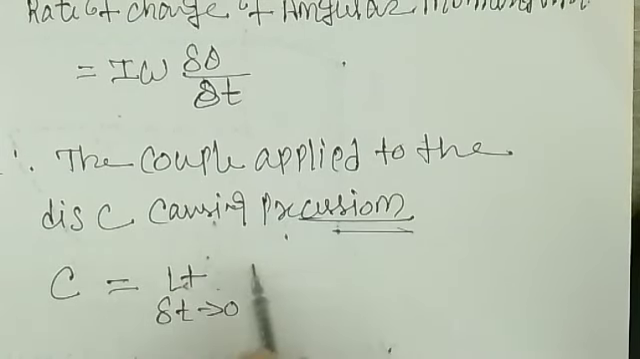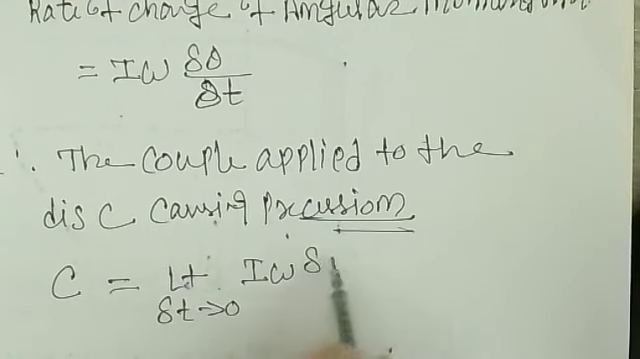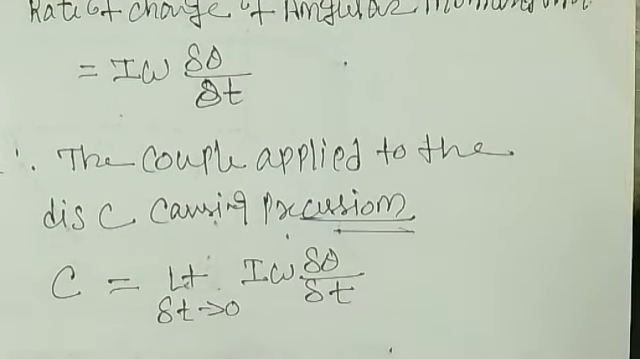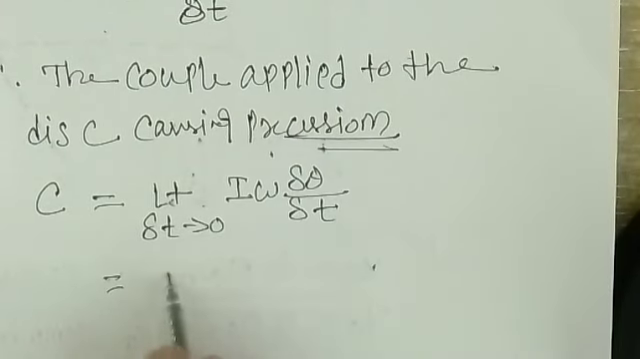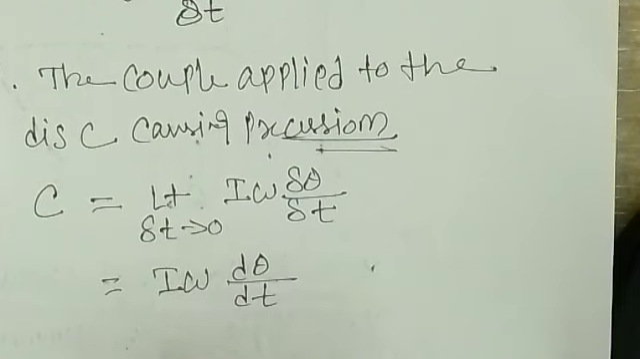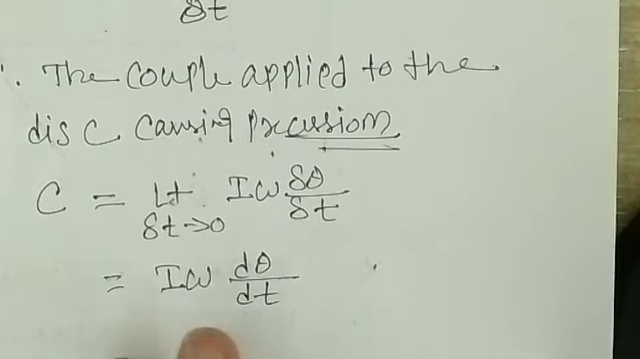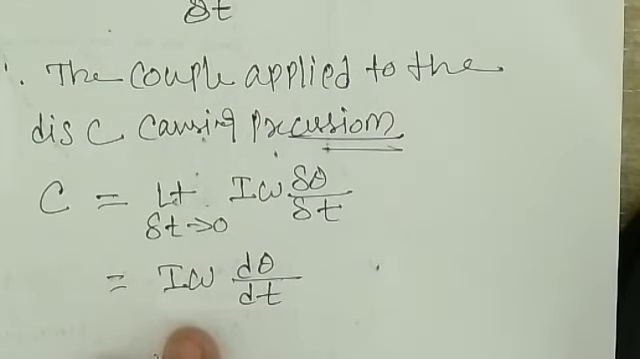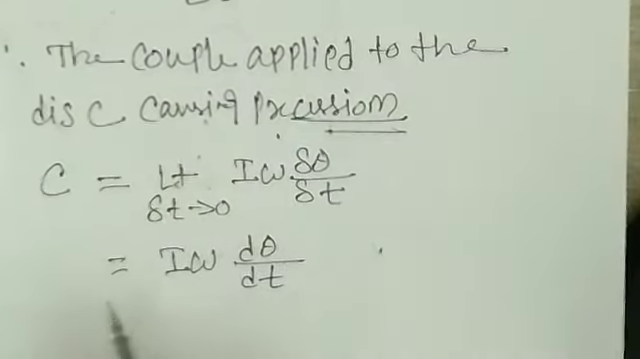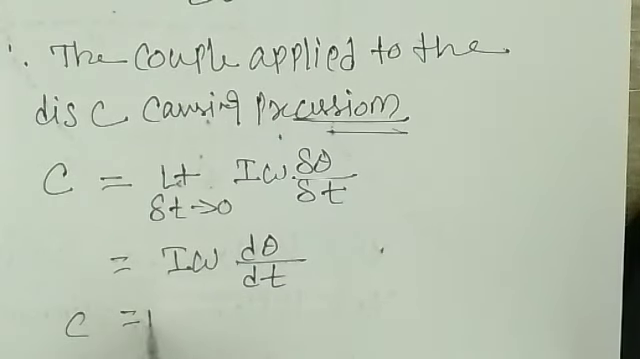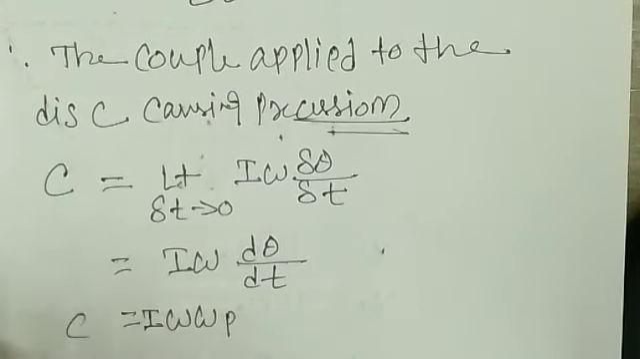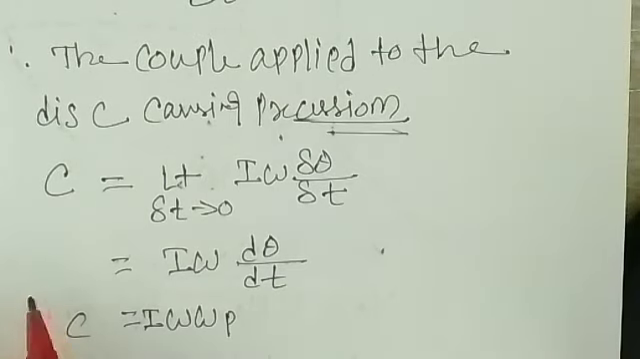of I omega delta theta by delta t. As we have substituted the limit, this will become I omega d theta by dt. d theta by dt is nothing but the rate of change of angular displacement, which is the angular velocity. This angular velocity is that of the precession, right? So you can say C is equal to I omega omega p. This is your gyroscopic couple.